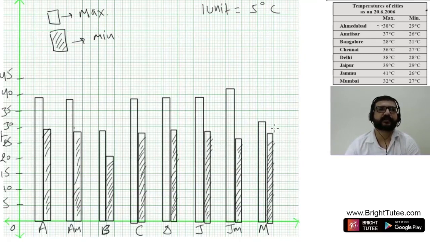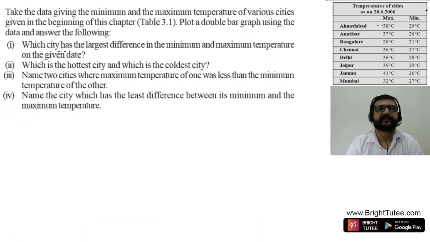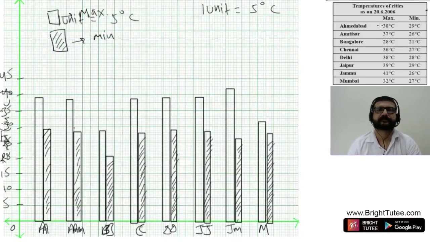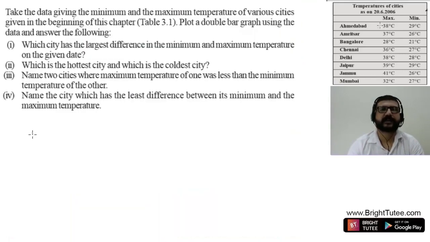Now we have to answer a few questions based on this bar graph. The first question is, which city has the largest difference in the minimum and maximum temperature on the given date? Now as we can see from this bar graph, the difference between the unshaded bar and the shaded bar is maximum for Jammu. Therefore, the answer for this question will be Jammu. So the answer for the first question is Jammu.